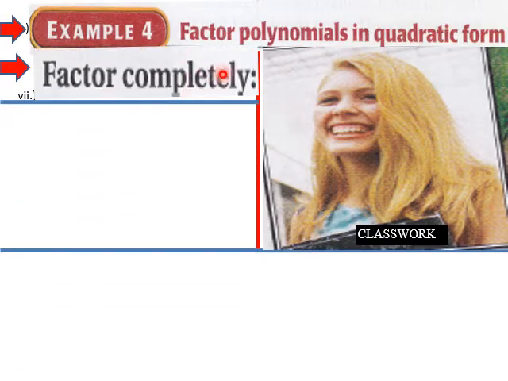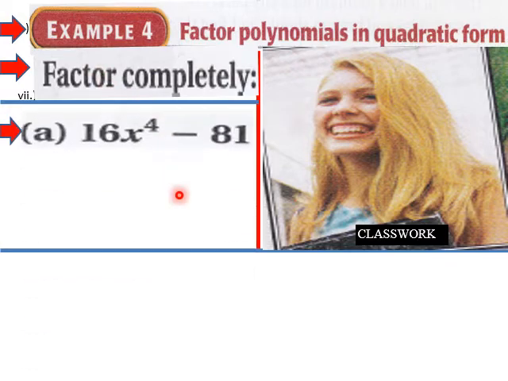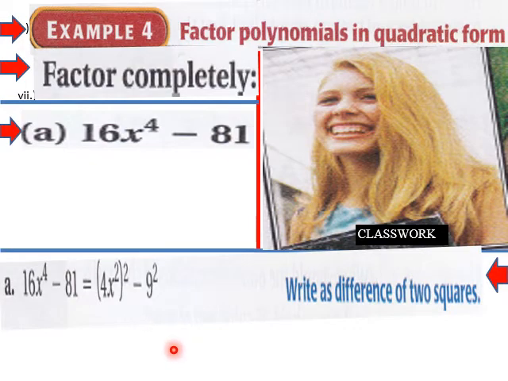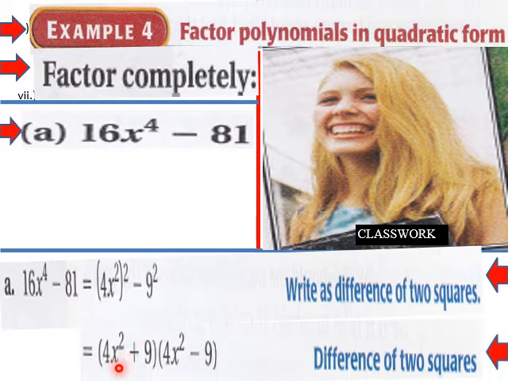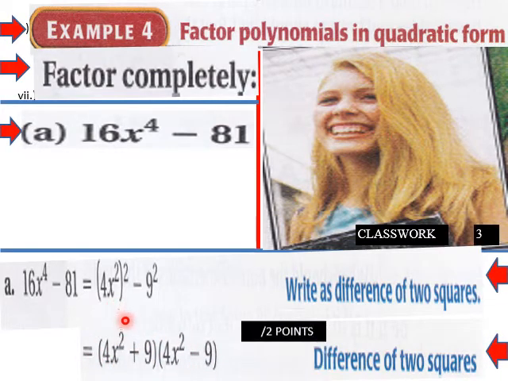Alright, example 4, factoring polynomials in quadratic form. Factor completely. We have this situation here. So how are we going to factor that in quadratic form? We're going to factor out a square, 9. Take a square root, basically, of each one of these members of this expression. You get 4x squared minus 9 squared. This is a difference of squares, and then you follow the pattern there, difference of two squares, and you come up with this expression here.